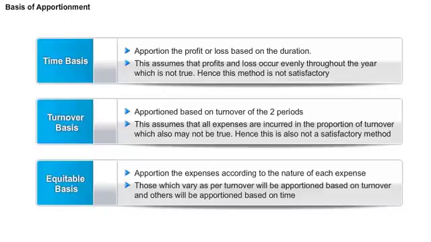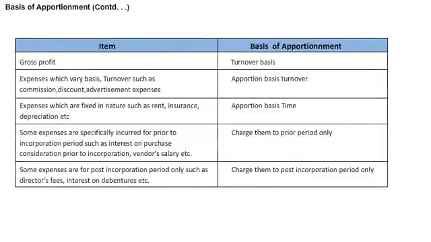So for example, sales manager's commission or advertisement expenses, you will apportion based on turnover because these are related to sales. Whereas depreciation and rent are related to time, which you will apportion based on time, the duration. This is what the table shows as an example. Gross profit, because it is related to sales, you will apportion based on turnover basis. Expenses which vary with turnover, such as commission, discount and advertisement expenses, are all apportioned based on turnover.